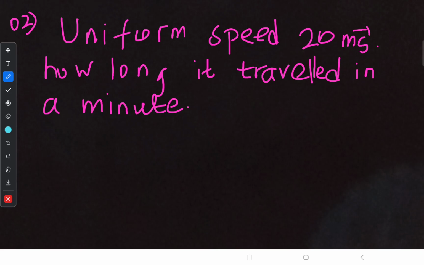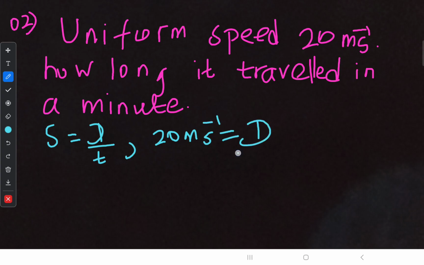How long did it travel? Okay, speed equals distance upon time. Our speed is 20 meters per second. Distance we have to find within a minute. Here the unit is in seconds, so if you are substituting the time in this formula, you have to convert your minute measurement to a second measurement. So 1 minute means totally 60 seconds.